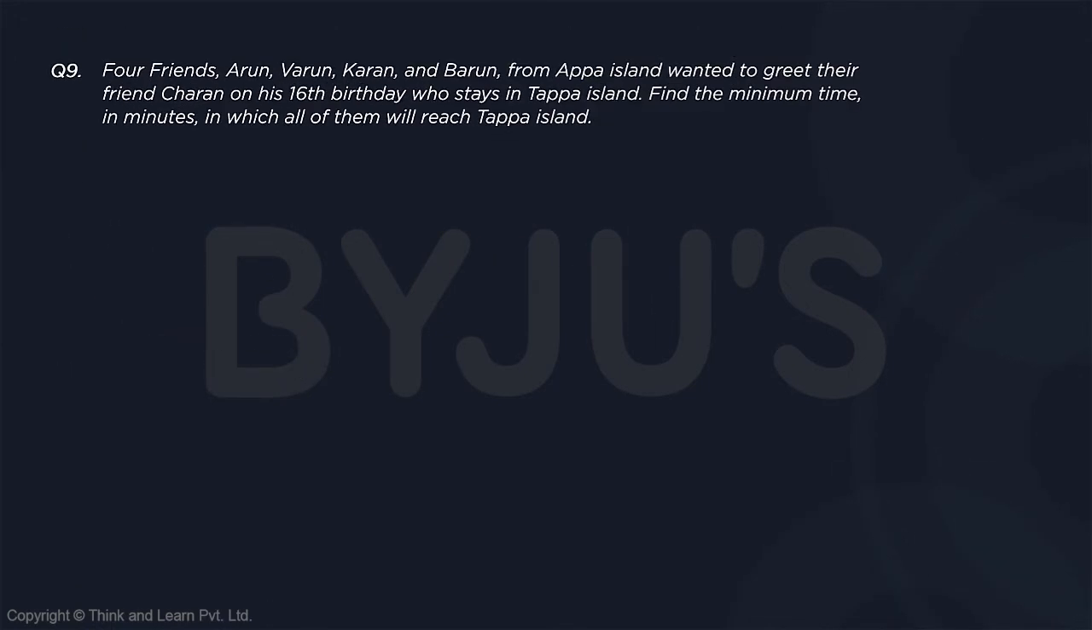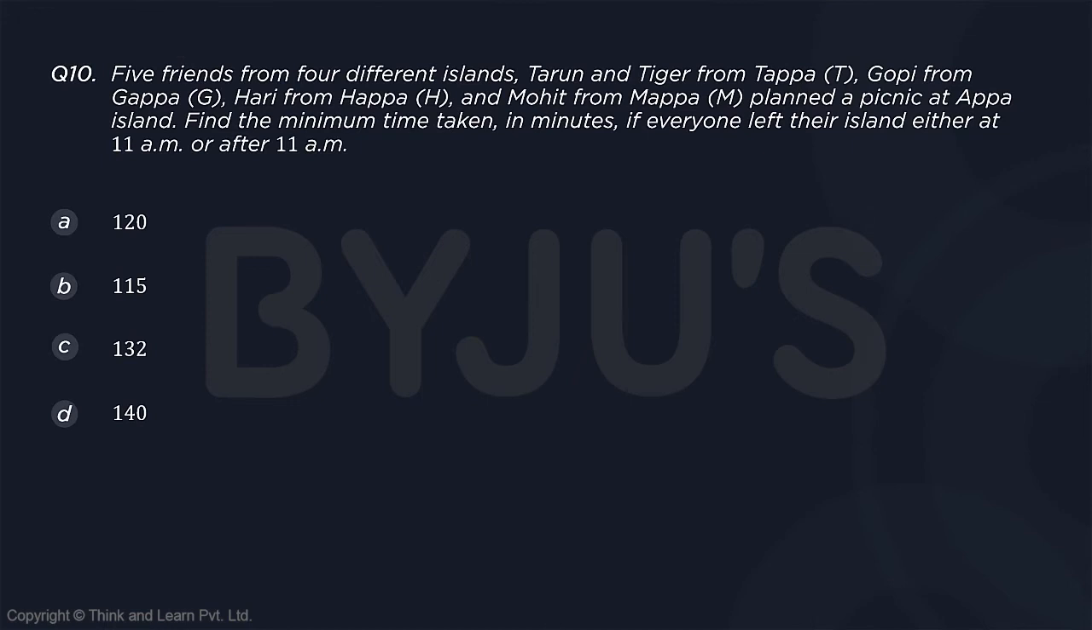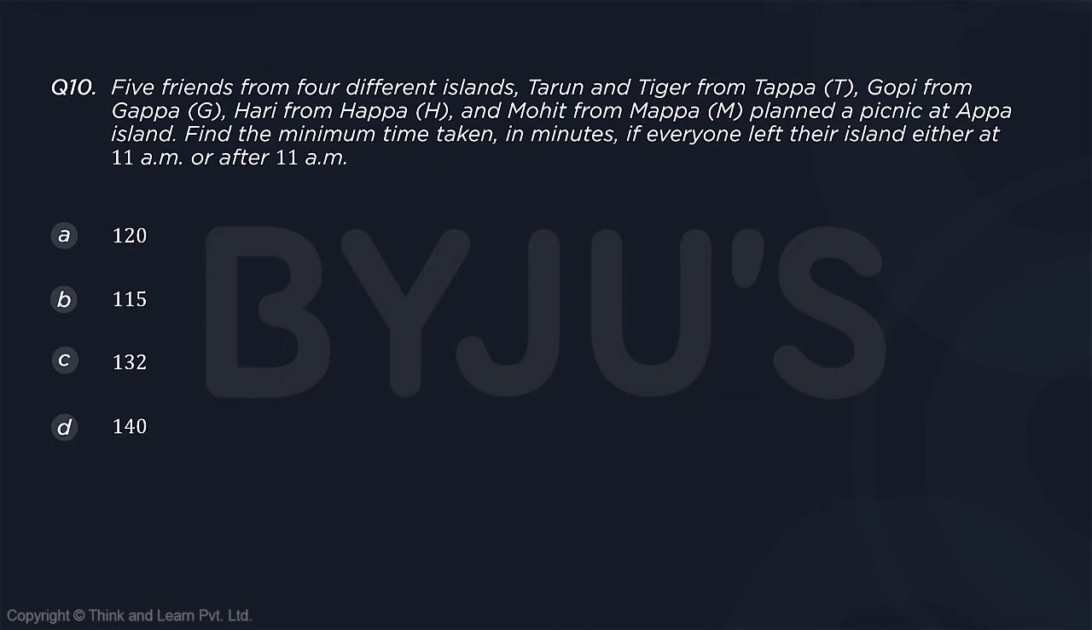Options are not there in this. 168. Next, 5 friends from 4 different islands. So there are 2 people starting from T, G, H, M plan on a picnic at A Island. They are starting from different places. So T, G, H, M, and they all want to go to A. So let's do that. T, G, H, M.